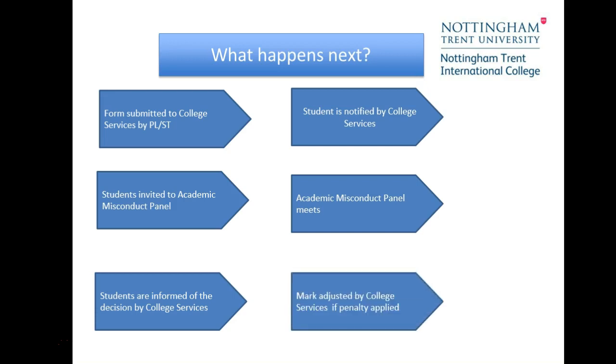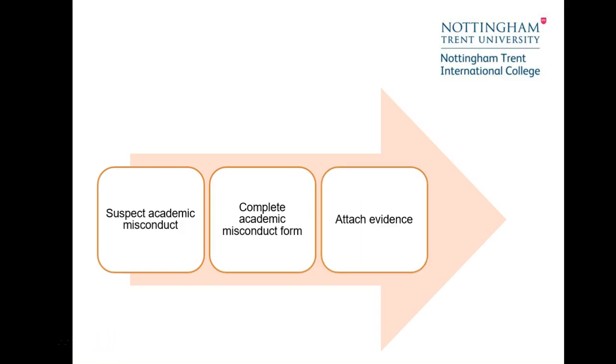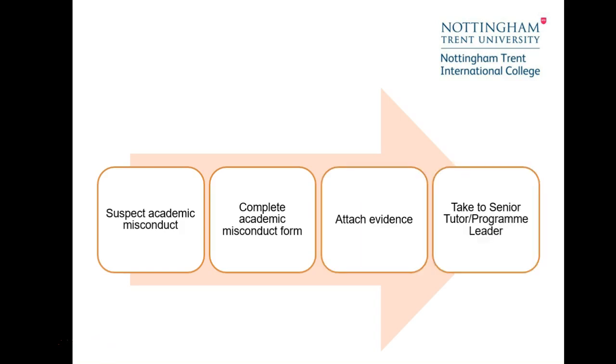And the mark, as I said before, is adjusted by college services if any penalty has been applied. So it's not necessary for the tutor to apply that. So to just summarize, if you suspect academic misconduct, complete the academic misconduct form, attach the evidence, and take it to the senior tutor or program leader.